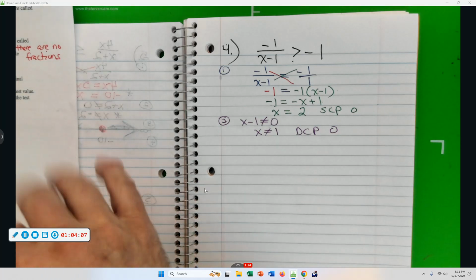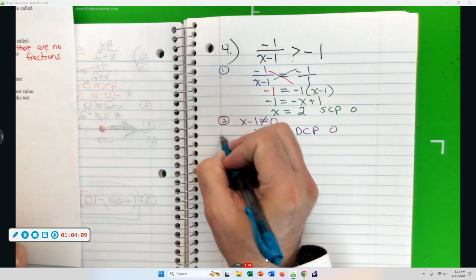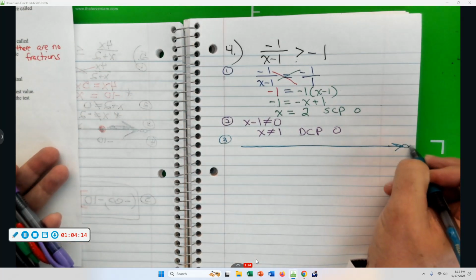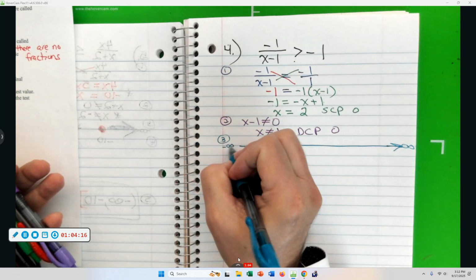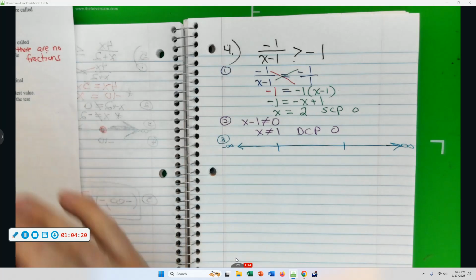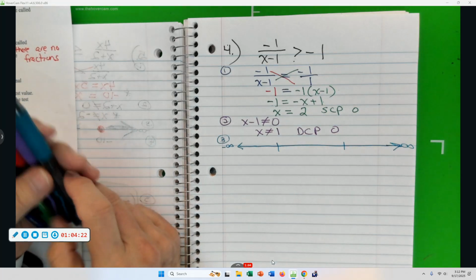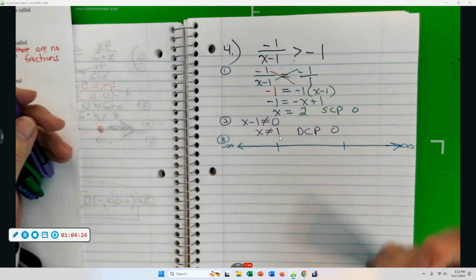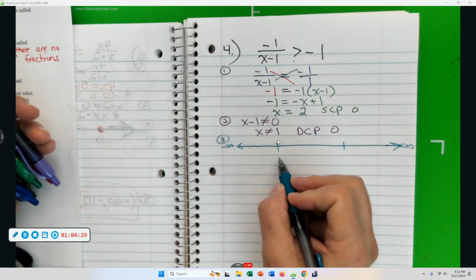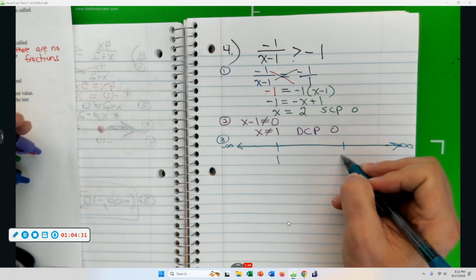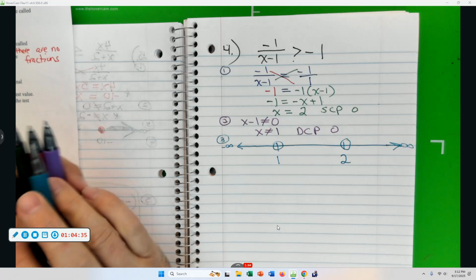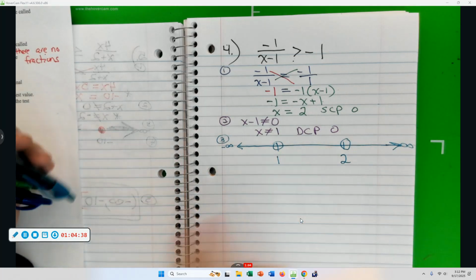Draw the number line. Here's step number 3. I'm going to draw my number line. We have a negative infinity and an infinity. We have 2 numbers, 2 and 1. Which one am I going to write here? 1. Remember, they've got to go in numerical order. They're both open. Don't put 2 and then 1.